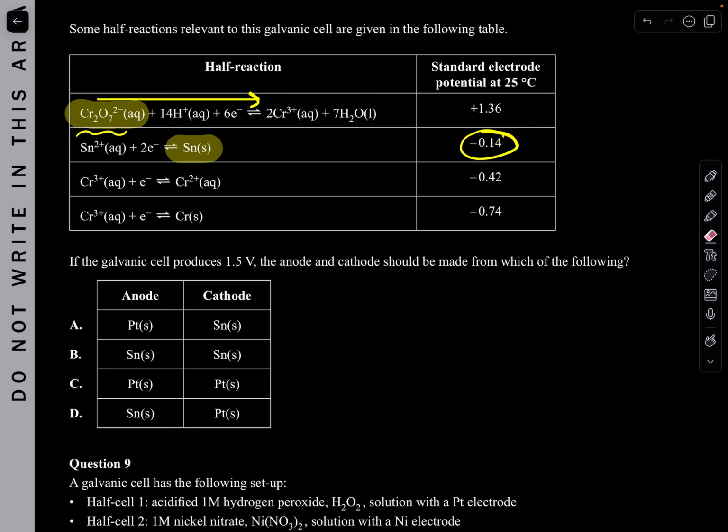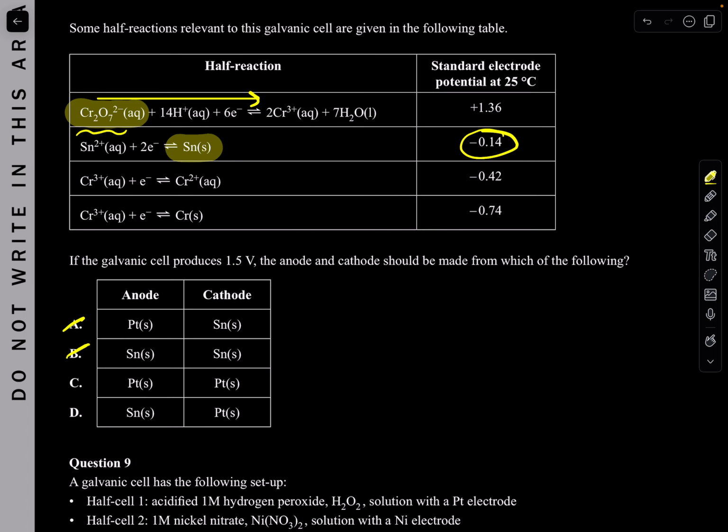So B and C are wrong. A and B are wrong. The cathode has to be platinum. For the other one, we can use solid Sn. So beautiful, choose D, solid Sn for the anode.